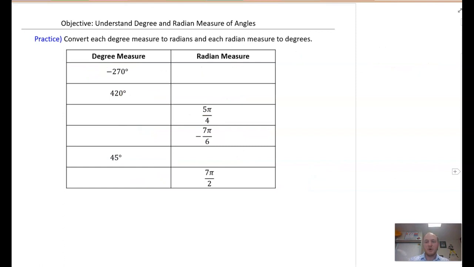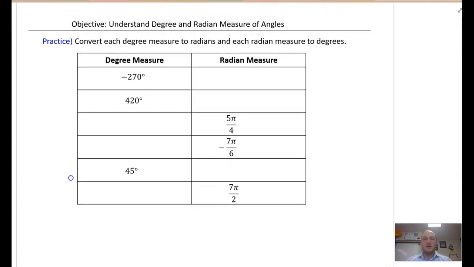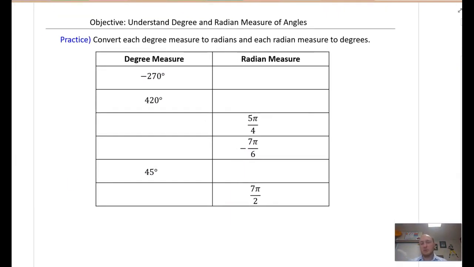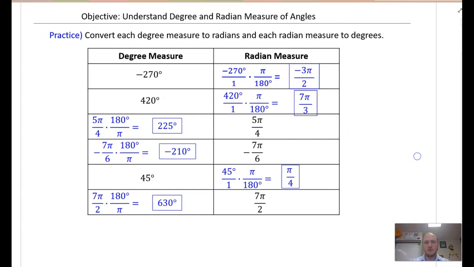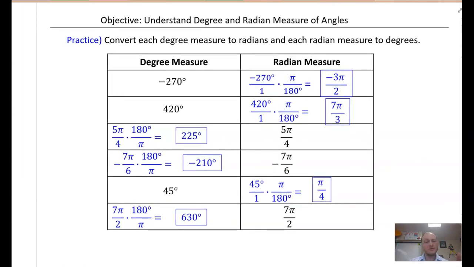Here is a practice problem. Please go ahead. I want you to pause the video. Try these. Remember, you got to reduce by 30, 45, or 60 when you're going into radians, okay? All right, so hopefully you have paused the video. Here are the solutions. All right, did you get those values?